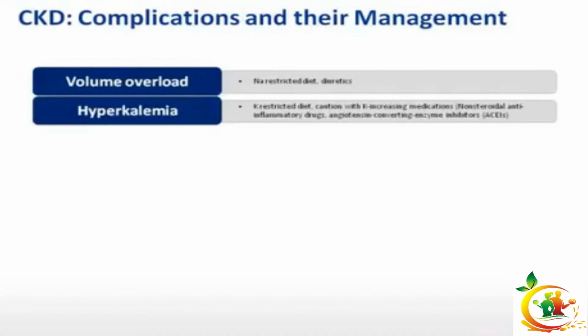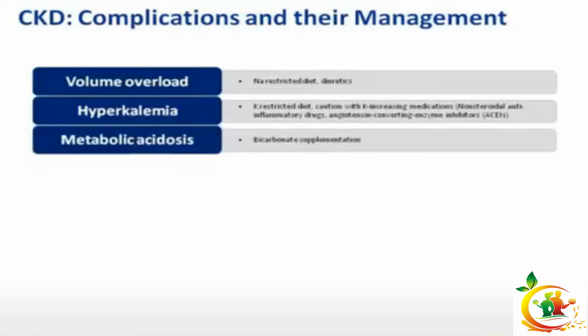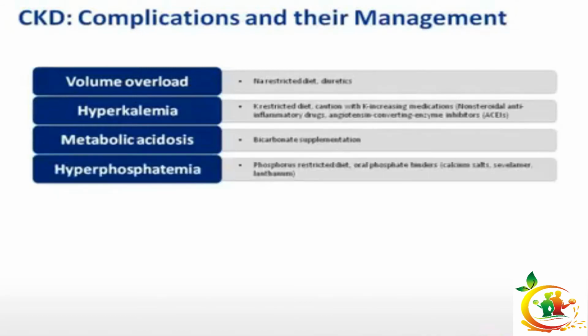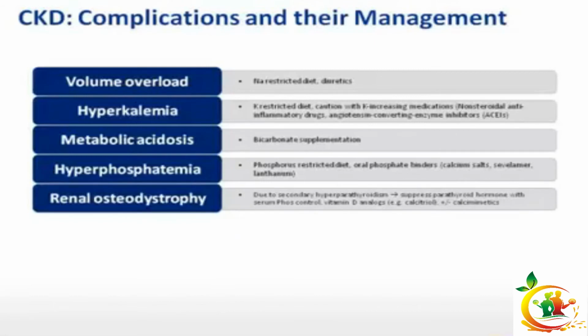as ACE inhibitors, angiotensin receptor blockers, and nonsteroidal anti-inflammatory drugs. Metabolic acidosis is a third complication, initially treated with oral bicarbonate or other base. Hyperphosphatemia is also common, controlled with dietary restriction of phosphorus and phosphate-binding medications. Renal osteodystrophy may occur due to secondary hyperparathyroidism that often accompanies CKD. This is managed by suppressing parathyroid hormone with control of hyperphosphatemia, activated vitamin D analog therapy, and/or calcimimetic agents.